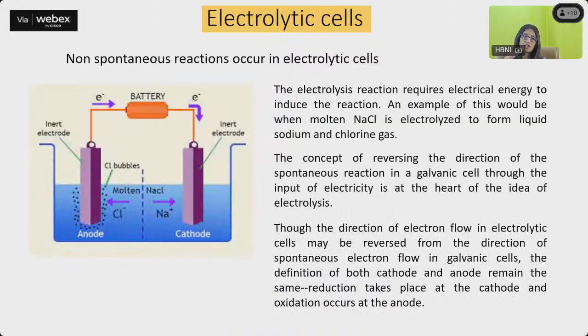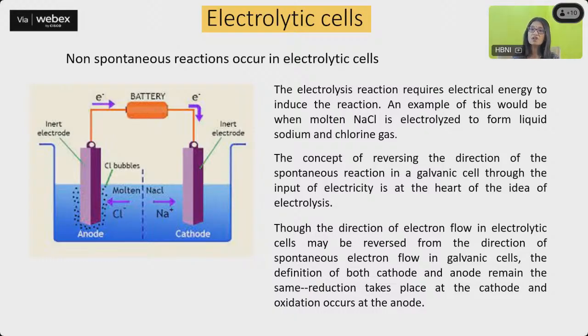So now coming to electrolytic cells. We had already talked about the Daniell cell or the voltaic cell, in which case you have a spontaneous reaction. In electrolytic cells, what we have is a non-spontaneous reaction. So the electrolysis reaction will require electrical energy to induce the reaction. It is not going to happen spontaneously. If you have molten NaCl and you are electrolyzing it to form liquid sodium and chlorine gas, this is one of the reactions. It is not going to happen spontaneously, and you are going to add some electrical energy from a battery, and you are going to push this reaction to happen, and that is why this is known as a non-spontaneous reaction.